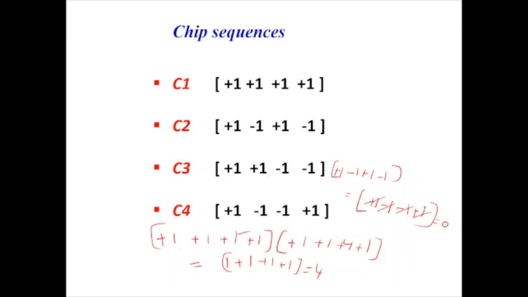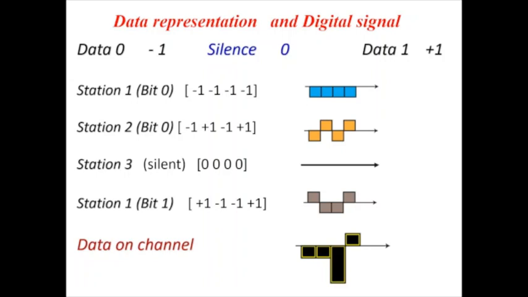Now here I used different notations, that is +1 and -1. In the CDMA discussion we will use -1 to represent a data 0, and bit 1 will be represented by +1. So 0 is represented by -1. Silence, which indicates that the station has nothing to transmit, will be represented by 0. We will have 3 different situations here, and for that reason we are using these notations.